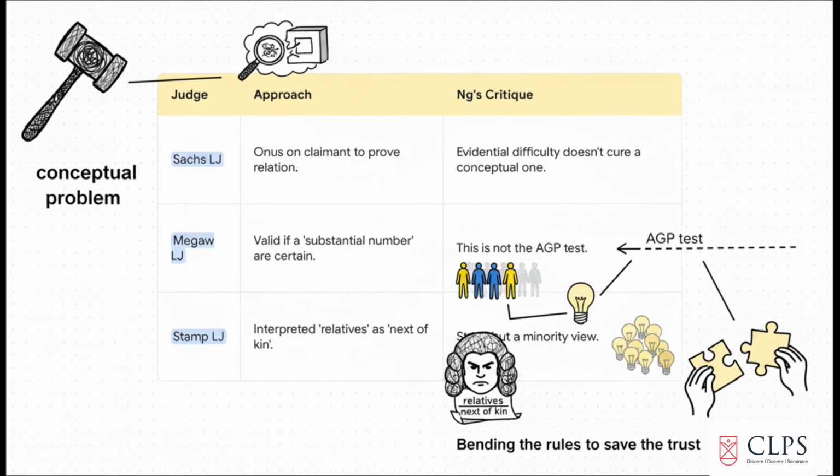Then you have Megaw LJ. He basically said, well, if we can find a substantial number of people who are definitely relatives, the trust is fine. But wait a minute. That's not the any given postulant test, is it? That's a totally different rule.